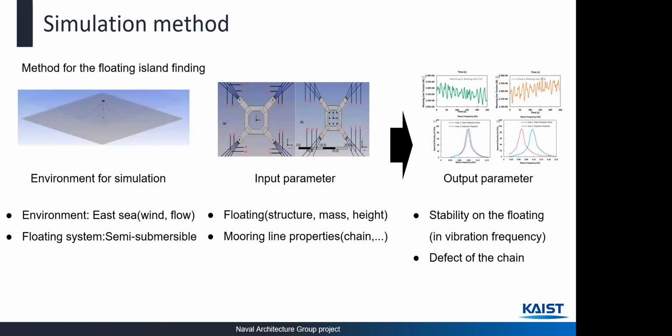This slide is for the suggestion of our floating island simulation method. The vector for the simulation is as follows. First is the environment setting. We put the environment like the wind and the flow in the EC and the floating model into the simulator. In the input parameter, we put the design vector of the floating city like structure, mass, chain properties, and chain length.